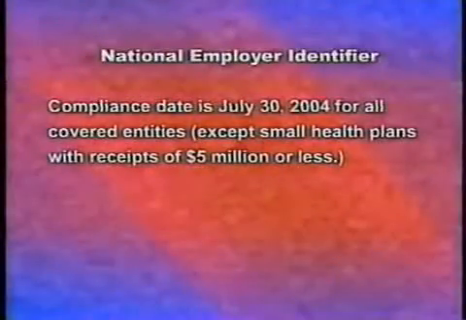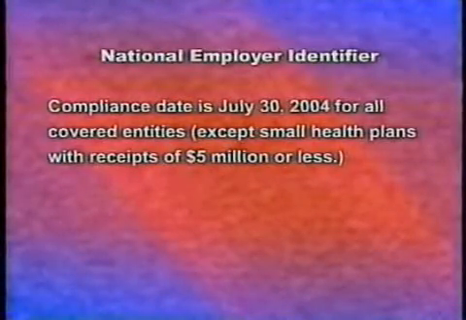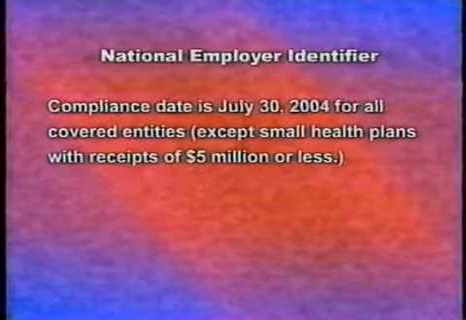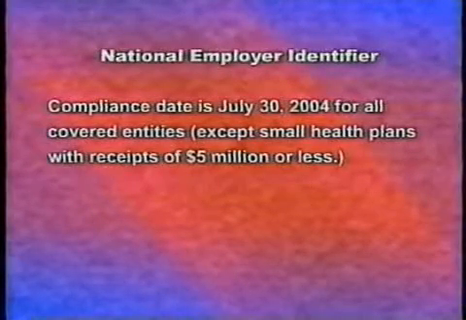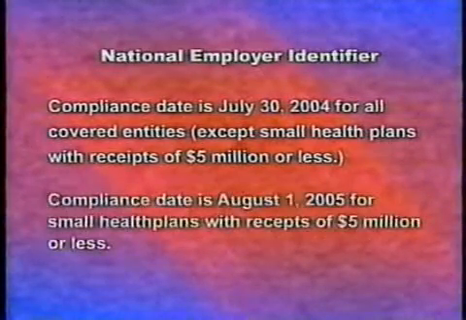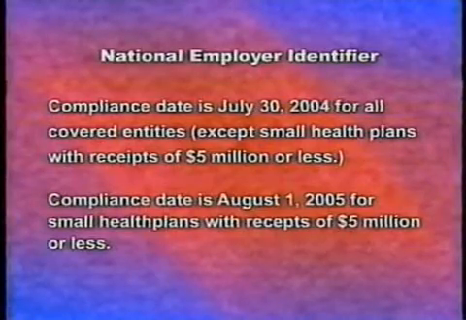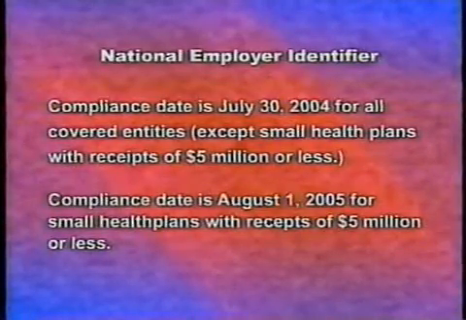The use of this identifier will improve the Medicare and Medicaid programs and the effectiveness and efficiency of the healthcare industry in general by simplifying the administration of the system and enabling the efficient electronic transmission of certain health information. All covered entities except small health plans must comply with the National Employer Identifier standards by July 30, 2004. Small health plans must comply by August 1, 2005.